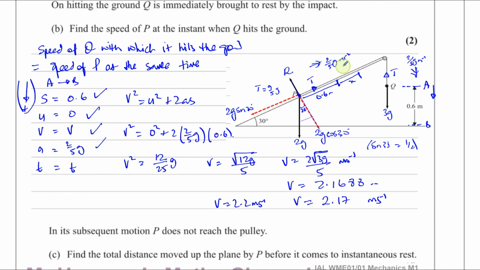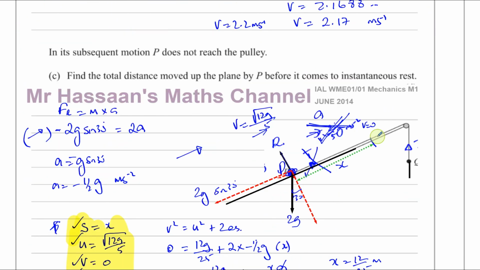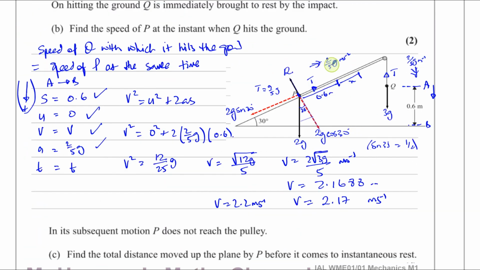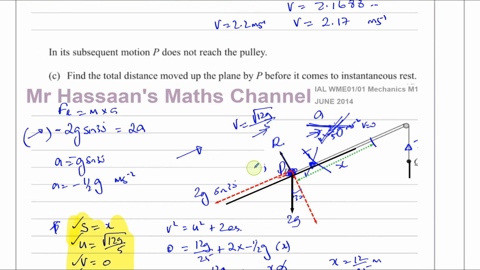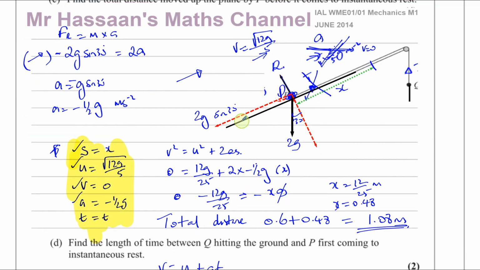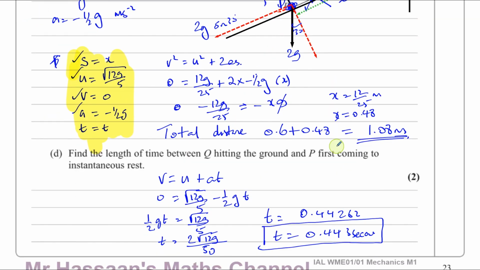Be careful. Acceleration once the string has become slack, once Q has hit the ground, is no longer going to be the same as before. That's a big mistake people make. You have to find the new acceleration, which will be a deceleration, of course, because it's going to come to rest. If you carry on accelerating, you'll have a problem. It won't come to rest. It'll just carry on increasing in its speed. So there's the answer to this question.